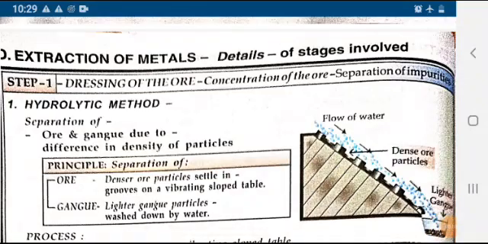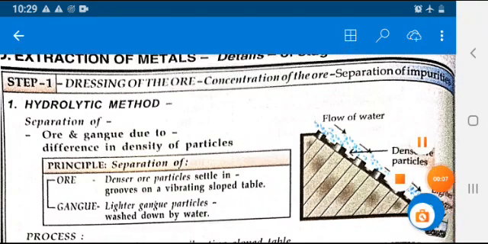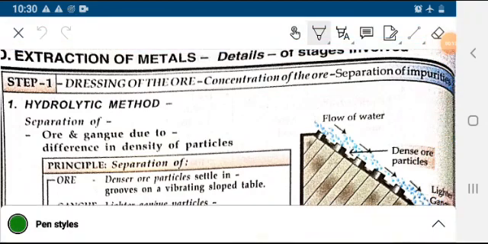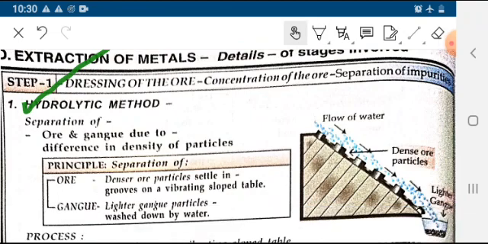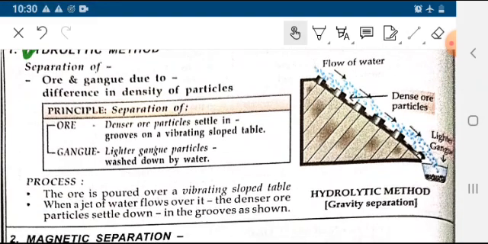The second part of the lecture, that is extraction of metals, in detail, the stages involved. First is the hydrolytic method. What is the hydrolytic method? In this there is a separation of ore and gangue due to difference in density of particles.